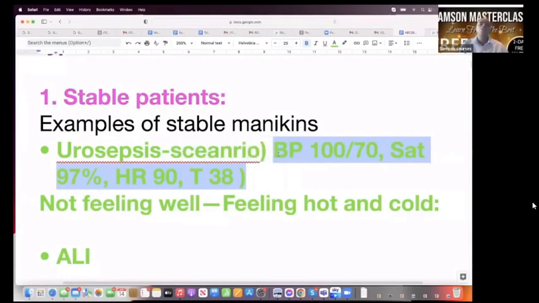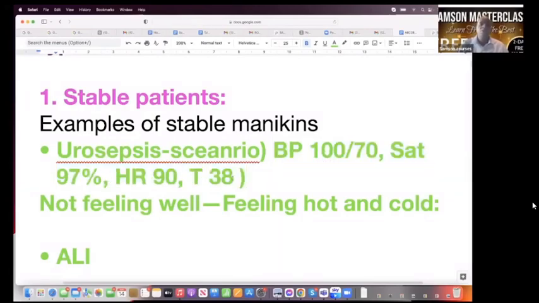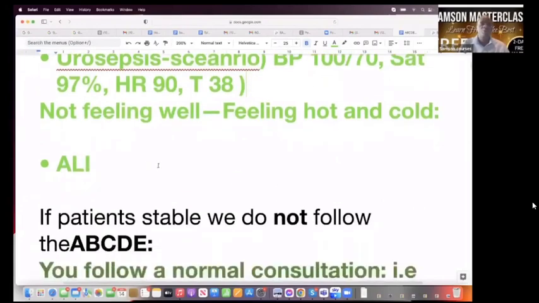Of course, it's not only about the observations, it's about how the patient looks in front of you. If your patient looks unwell, despite satisfactory observations, then you should use an ABCDE to assess the patient. Take things like acute limb ischemia, where the patient has leg pain. The observations are stable, and how does the patient look? Does the patient look stable or well?